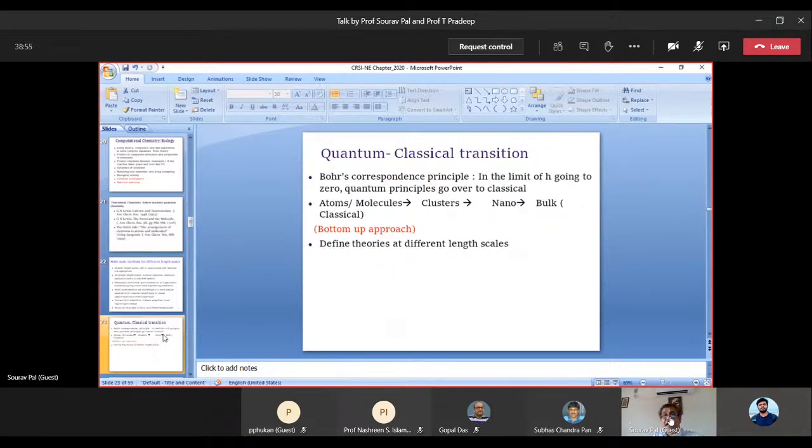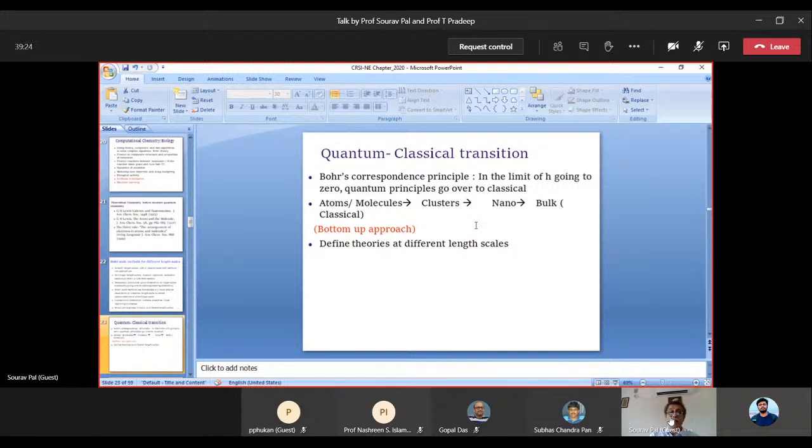However, the length scale change was realized by Niels Bohr long back when he talked of the quantum-classical transition. If you remember, Niels Bohr talked about the correspondence principle: in the limit h going to 0, quantum principles go over to the classical. So as you go from atoms and molecules to clusters, nano, and the bulk, you go from quantum to more and more classical approach. So I think it's very important to realize.